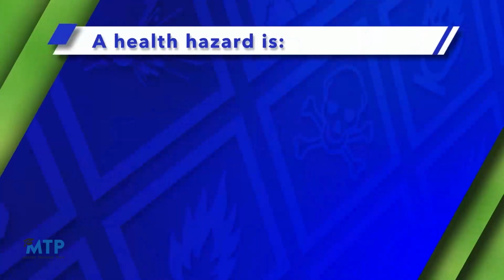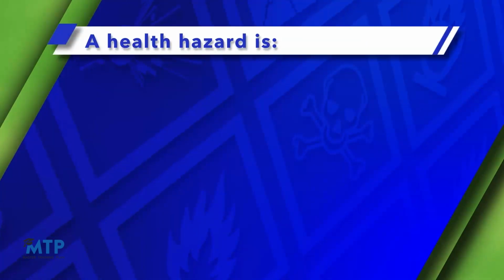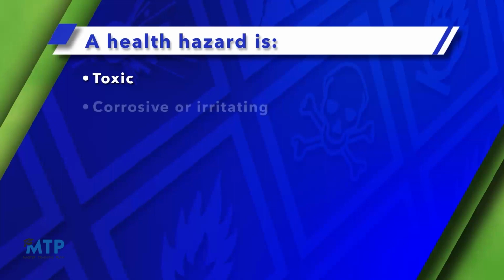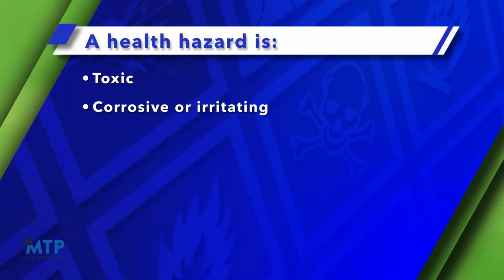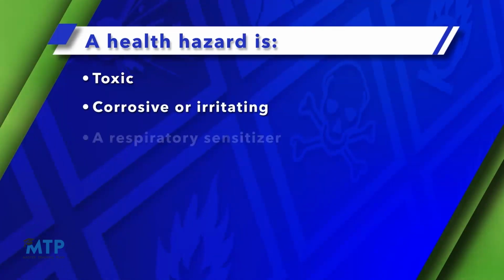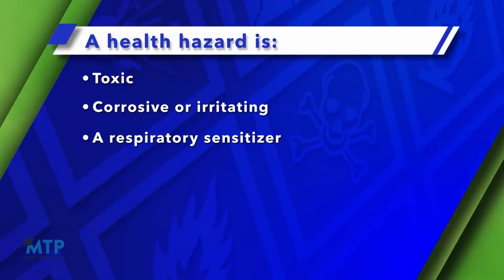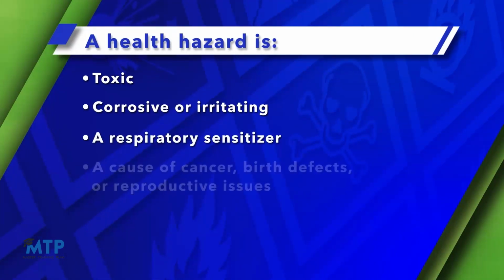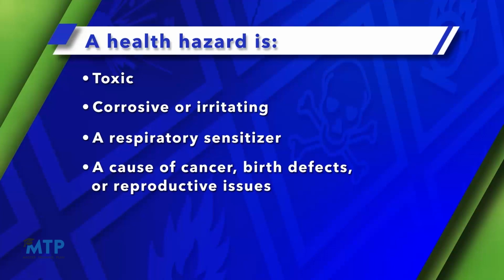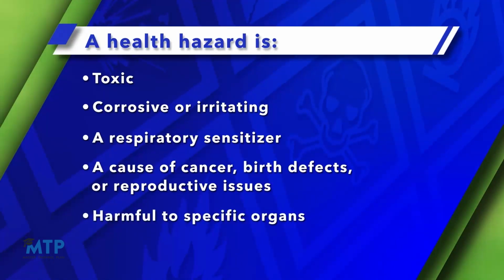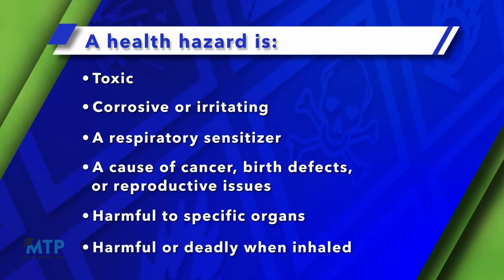There are several reasons why OSHA may consider a chemical to be a health hazard. It may be toxic. It may be corrosive or irritating to the skin or eyes. Some chemicals may cause an allergic respiratory disease. Others can cause cancer, birth defects, or reproductive issues. They can harm specific organs in the body or be harmful or deadly when inhaled.